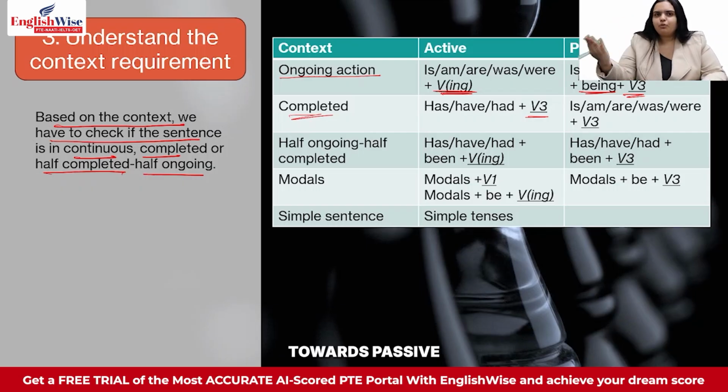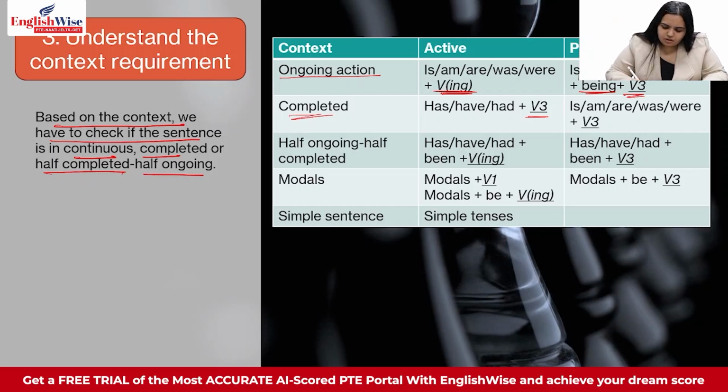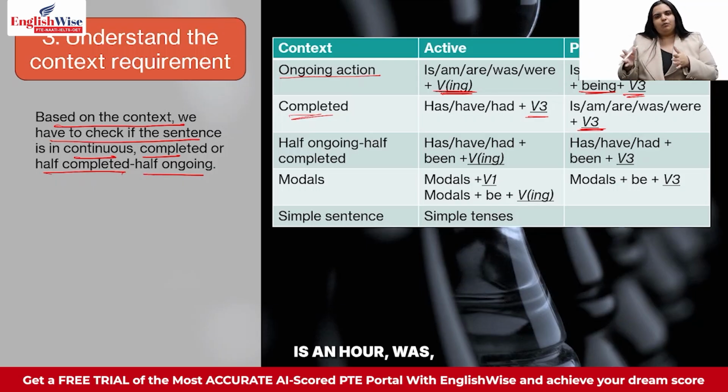And when you move towards passive voice, your sentence becomes is, am, are, was, were plus V3. Now you don't put a being in between, you are just saying is, am, are, was, were plus V3. Like when I went into the room, the dance practice was completed by her. That means the dance practice was already completed. It was not in progression to complete.